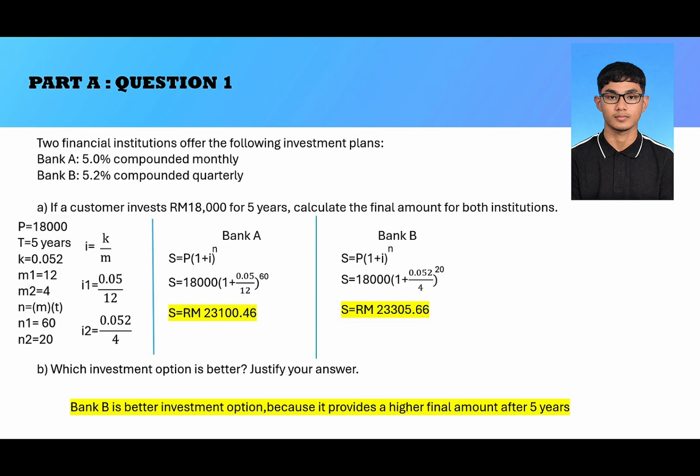For question 1B, the better investment option is Bank B, because when we compare both results, Bank B gives a higher final amount than Bank A. Therefore, Bank B is the better investment option because it provides more return after 5 years.